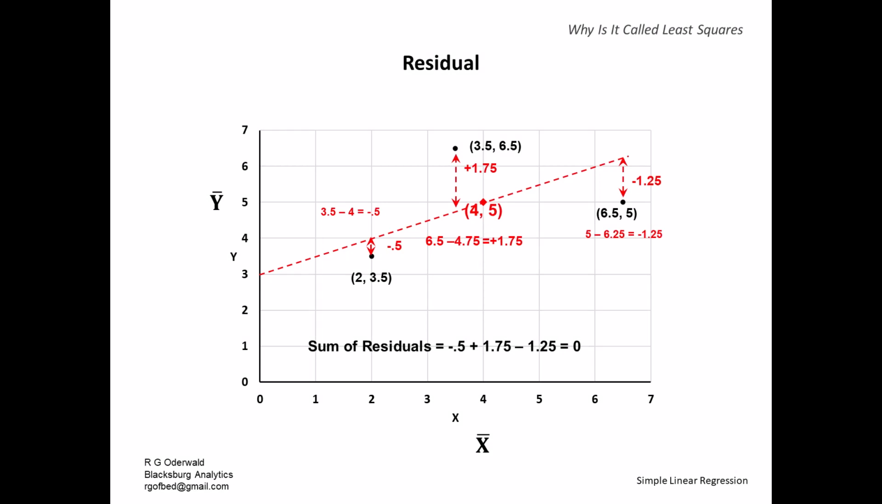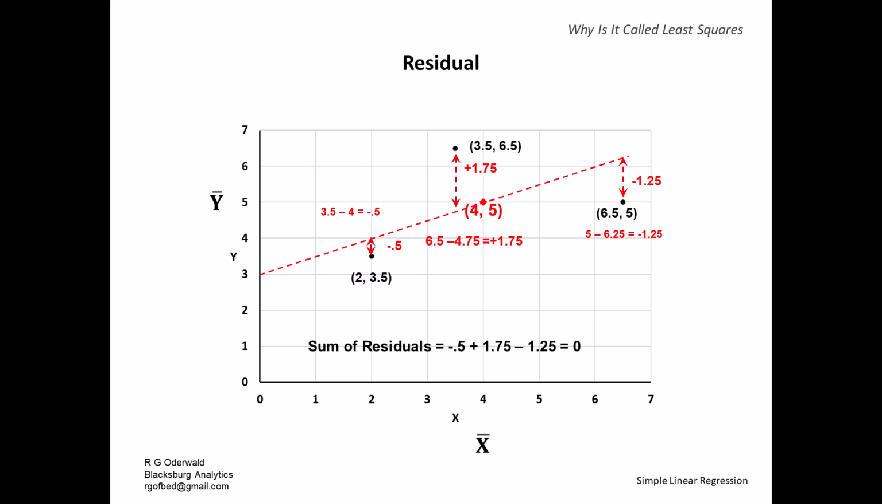We'll try a line that might fit through the points better. The line still has to go through the average x and average y, since that is always our best information. We'll set the intercept at x equals 0, y equals 3. The slope will be 0.5 for the line to go through the average x and average y.